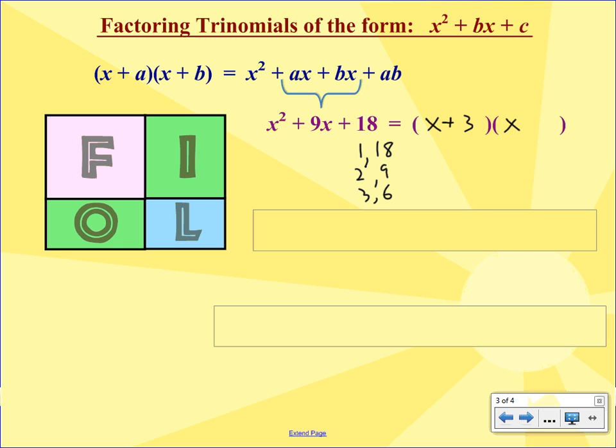Positive 3, positive 6. And now if I take a look at FOILing this out, here we get x squared. Our outer terms are 6x, inner term is 3x. That gives you the 9x. And 3 times 6 is going to give you 18 as well. Look all right? Good so far? Okay. Let's try this one, and try this one on your own.